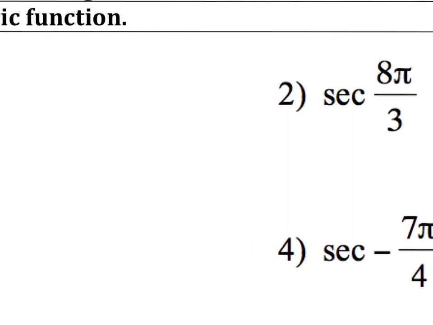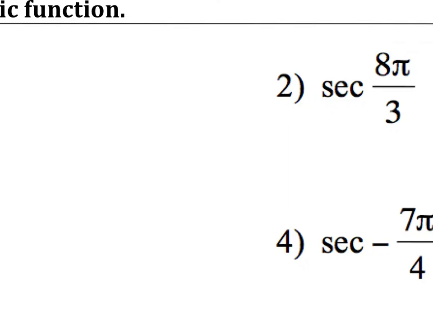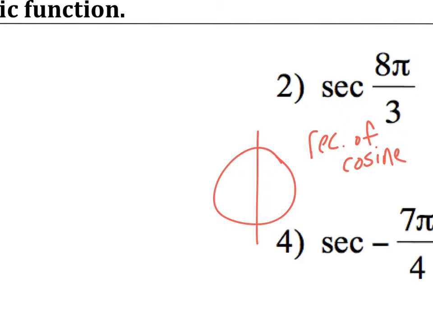Number 2 is secant of 8 pi over 3. Similarly, I need to know that this is the reciprocal of cosine. So if I find cosine, I can just flip it. I need to know where 8 pi over 3 is.